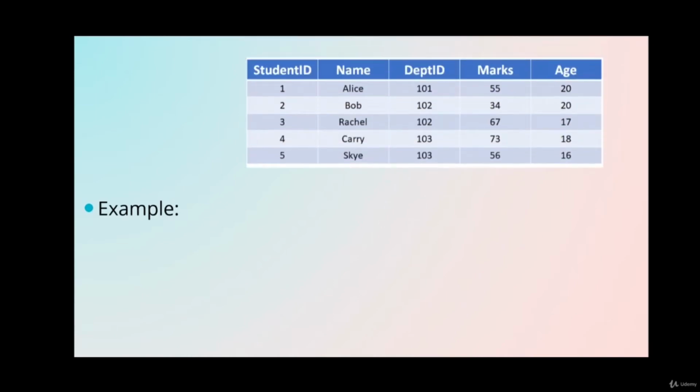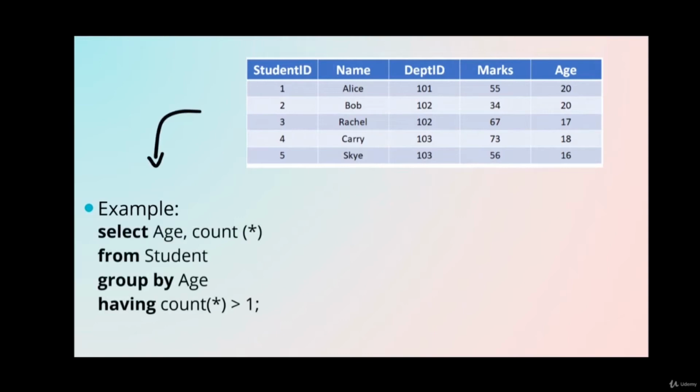Let's take one more example. Suppose we want to find out two or more people of equal age. We'll write the query as follows. First, we will have to group people on the basis of their age. So we'll write select age, count star from student, group by age. So after this, the table will be grouped according to the ages.